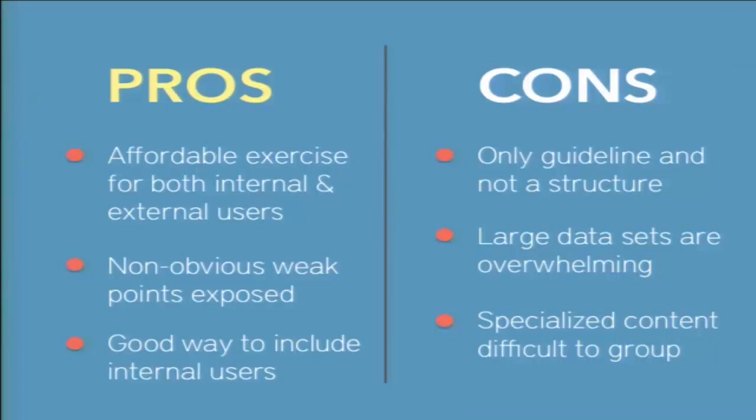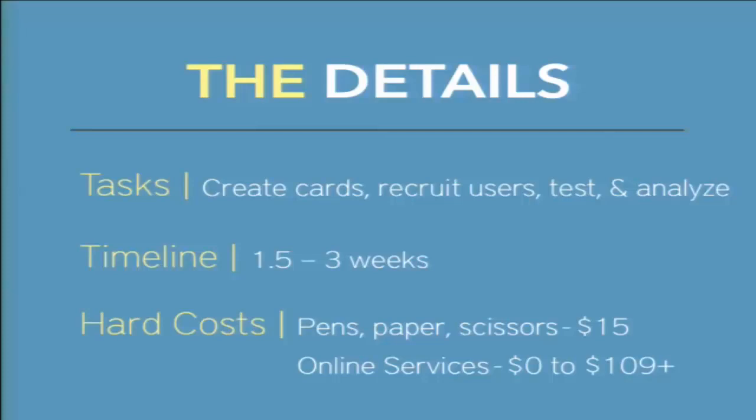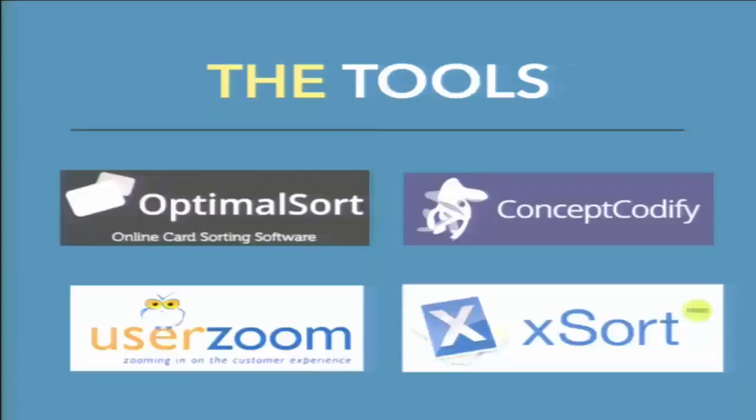And specialized content is challenging if you have medical terms or something in the science field that no one's going to know unless you're in that field. You've got to make sure you find users that are in that area. This is a really quick thing to do. I say 1.5 to 3 weeks, but you could literally do it in the afternoon in a meeting. And it's really cheap. They have online tools. We've used Optimal Sort ourselves, but there's a bunch of these out there that you can use.